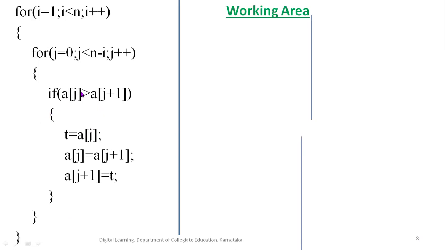And when j finishes, it comes out, and i will increase by 1. And so the process will continue. So now let us see how this logic is going to work.